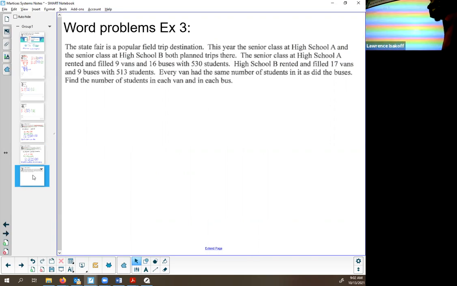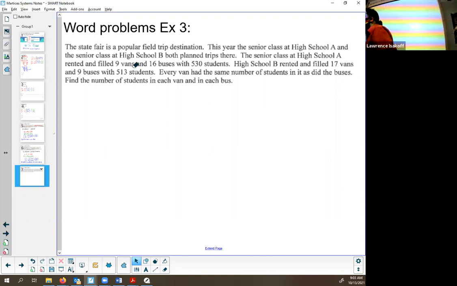So State Fair is a popular field trip destination. This year, senior class of high school A and senior class at high school B both planned trips. The senior class of high school A rented and filled 9 vans and 16 buses with 530 students. High school B rented 17 vans and 9 buses with 513 students. So how many students are on each van and each bus?